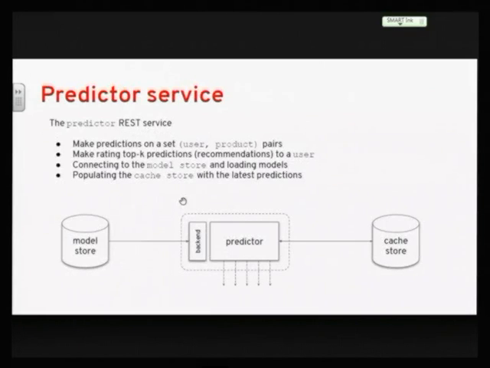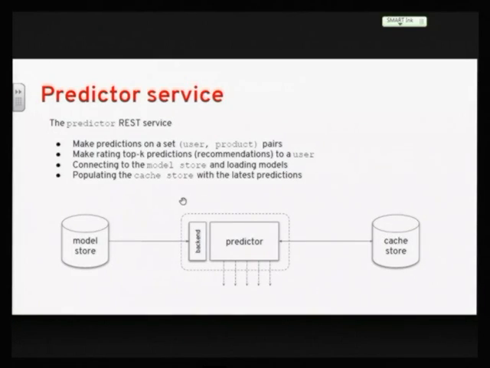Next, we look at the Predictor service. The Predictor service is basically a REST web server, and it's implemented as a Flask application in Python. It is responsible for giving the predictions given our current ALS model. And we basically perform two types of predictions with this predictor. So we do ad hoc user product pair predictions. We can just request what rating this user will give to this product, and just give a list.